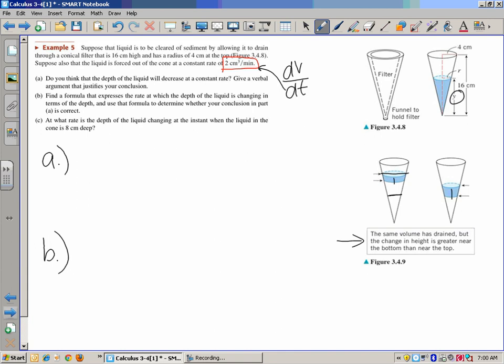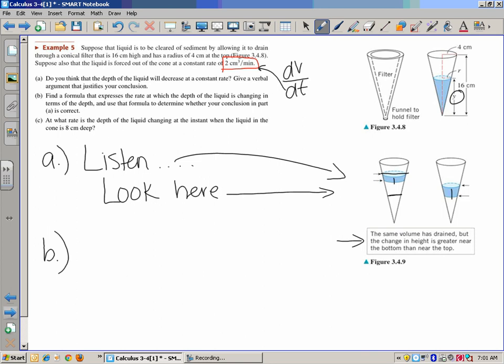Okay, so think about pouring water into a cone. Okay, it's the same idea. So find a formula that expresses the rate. I'm just putting a little note here to you so that you can see that they're giving you the answer here. Okay, so find a formula that expresses the rate at which the depth of the liquid is changing in terms of the depth, and use the formula to determine whether the conclusion in part A is correct.